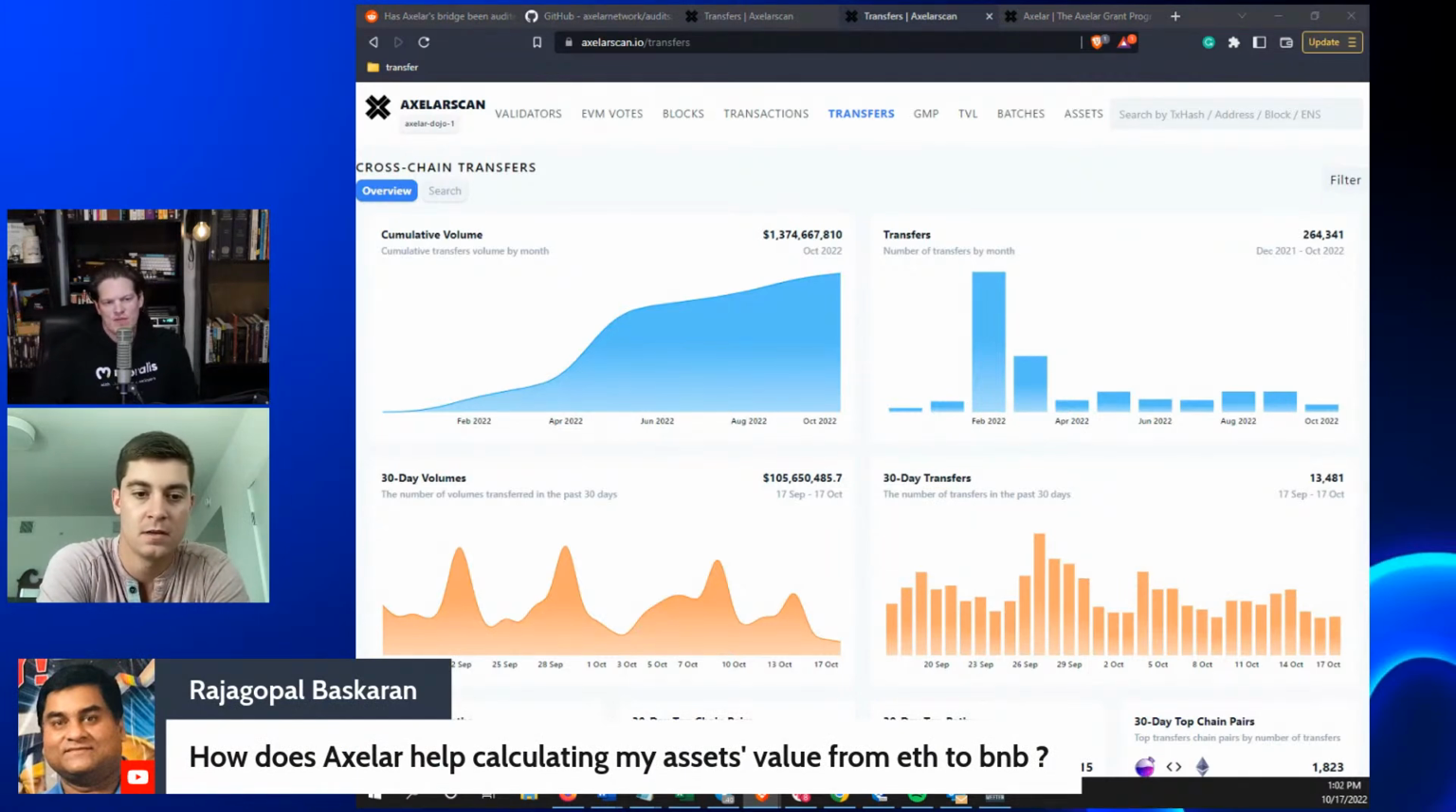So we've got a question here about calculating asset value. If I'm not mistaken, and correct me if I'm wrong here, Jake, asset value is not tremendously important to the functions we're talking about because you'd be effectively moving the asset from one chain to another. So the value wouldn't change.